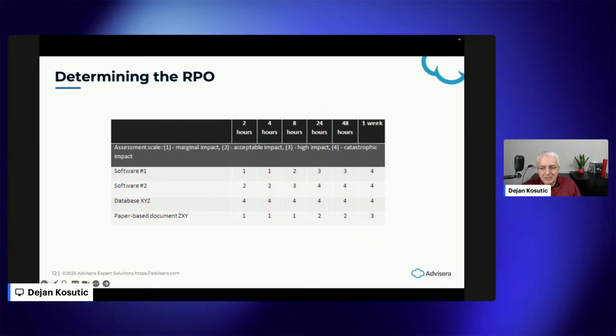So what does this mean in terms of RPO? This means, let me just put it here, that for software number 1, RPO is probably around 24 hours, okay? RPO for software number 2 is probably around, I don't know, 6 hours, maybe even 4 hours. For this database, the RPO is less than 2 hours. It can actually be 0, right?